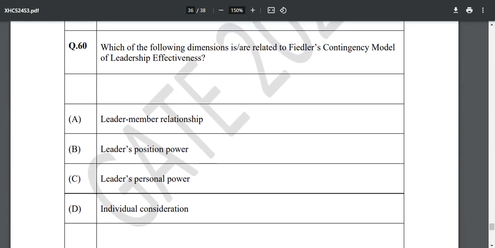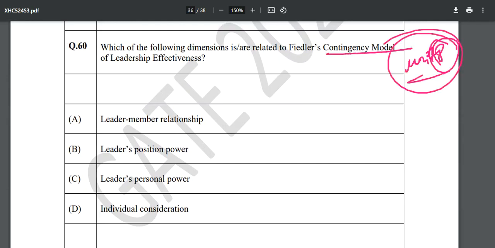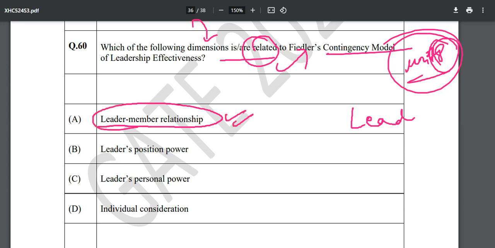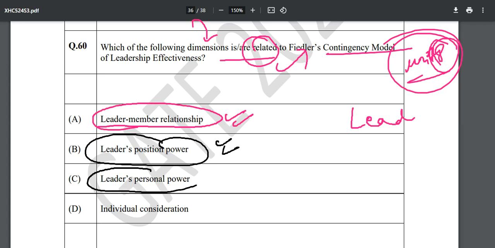Which of the following dimensions is or are related to Fiedler's contingency model of leadership effectiveness? This is from your Unit 8, social psychology. In your syllabus, that topic is given as leadership. So first of all, we have leader-member relationship. Yes, related. Then we have leader's position power. Yes. We have leader's personal power. No. And individual consideration. No.